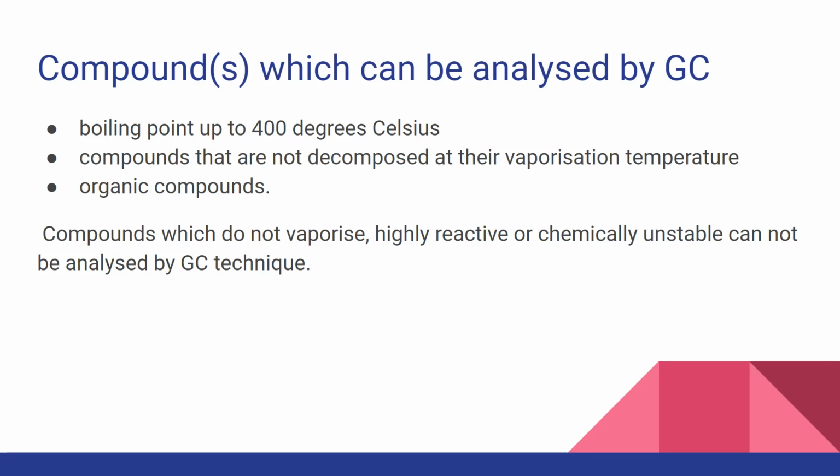Compounds which can be analyzed by GC must have a boiling point up to 400 degrees Celsius, and must not be decomposed at the vaporization temperature. Organic compounds which do not vaporize, or are highly reactive or chemically unstable, cannot be analyzed by GC techniques.